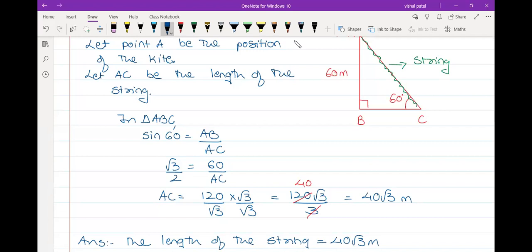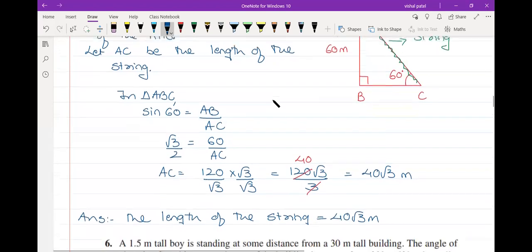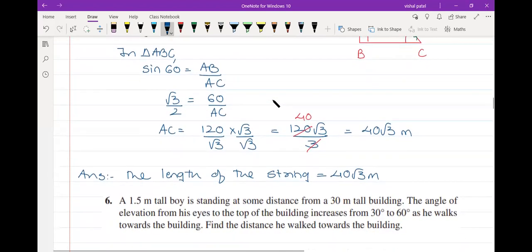Students, any doubts still here? Let me know. Okay, so we have to just decide which ratio we have to use depending upon what is given and what you have to find out. But once you decide that, the sum is done.